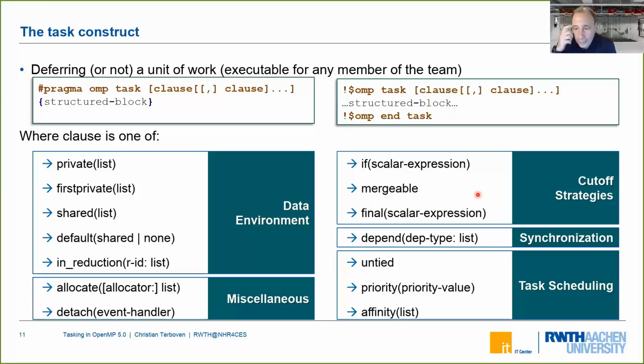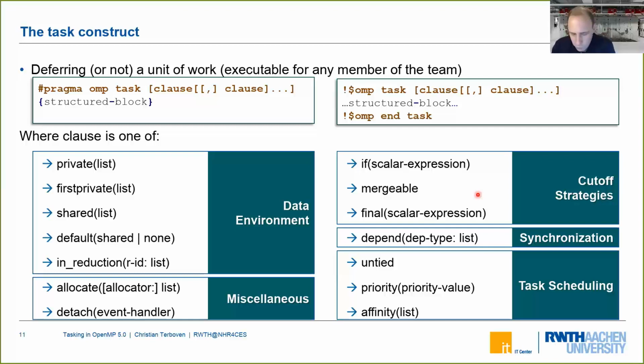Mergeable means the data environment can be merged with the outer level or the enclosing construct. So that means private variables will not be created as new variables. And then final is an assertion to the runtime that no further tasks will be created. Mergeable and final are nice, but so far they are not implemented in any product compiler, and this is why I don't have them in detail on the slides.